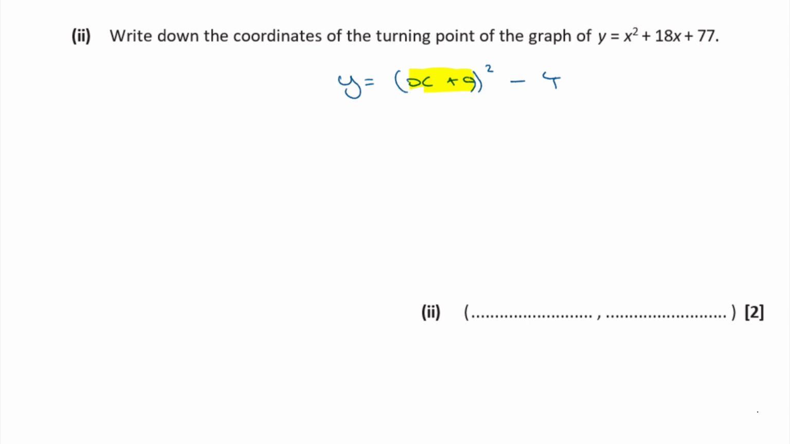So the smallest value a square can be is when it's 0. So what value of x makes that bracket equal to 0? It's going to be x is equal to minus 9. So when you add 9 to it, you get 0, and 0 squared is 0. Okay? And when x is minus 9 and that bracket becomes 0, then y is going to be equal to what's left, because the bracket is going to be 0. So y is equal to minus 4. So x is minus 9, y is minus 4.